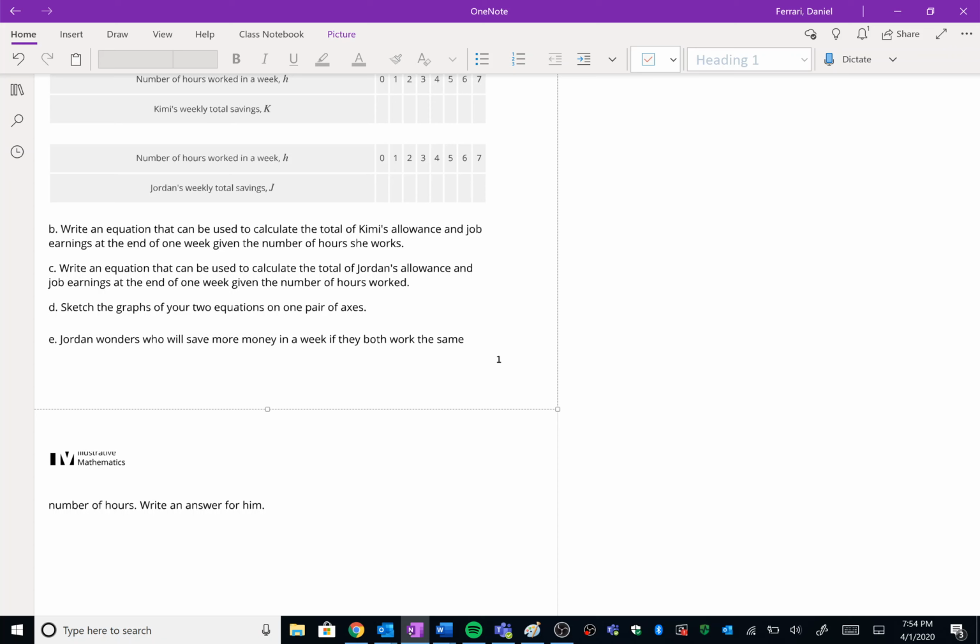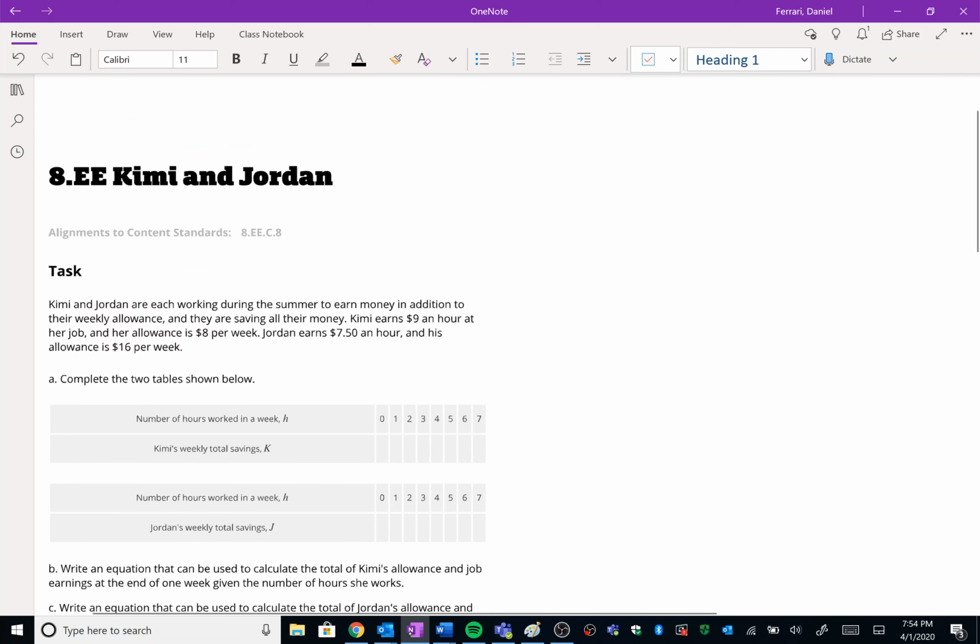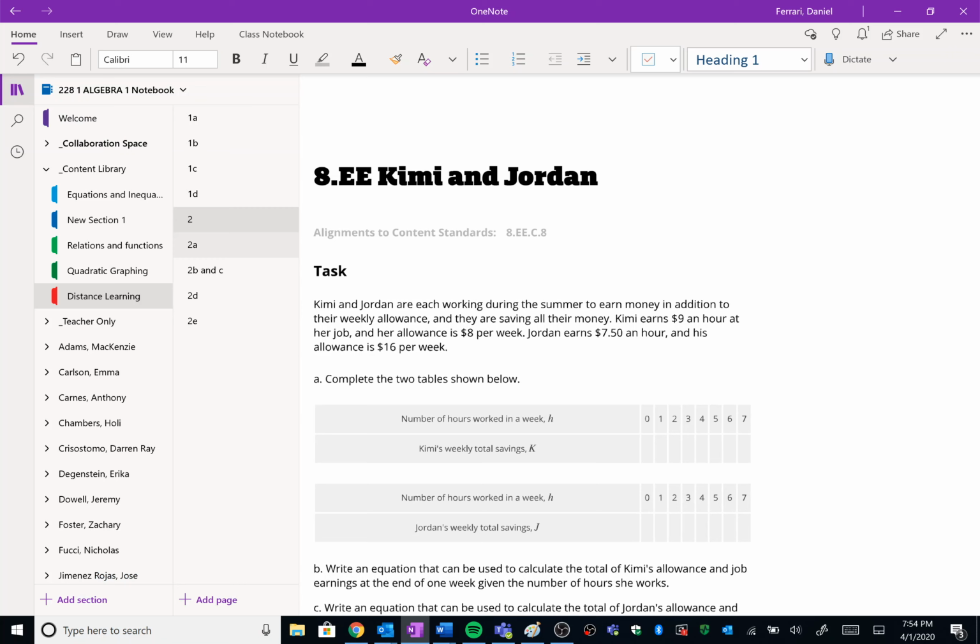So it's a pretty standard question. We actually did quite a few of these back when we covered linear functions, when we did systems. It's just been a little while. As I mentioned before, I'm not going to be solving the actual questions that you get. What I did is I changed the values of how much they make an hour and what their allowances are, and we're going to solve a problem that's slightly different. So I'm going to switch to that problem right now.